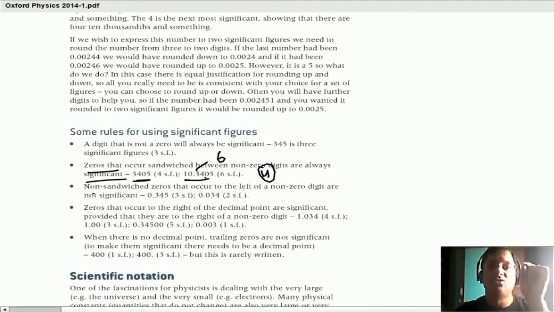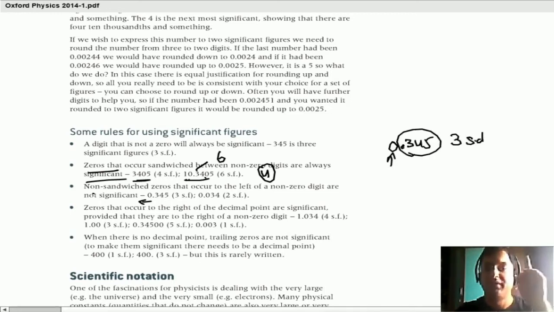Now, non-sandwich zeros that occur to the left of a non-zero digit are not significant. So in 0.345, this zero is not significant. It has only 3 significant digits. Fine? 0.034 has only 2 significant digits, because all zeros which are to the left of a non-zero and not sandwiched are never significant. I'll tell you the reason why.